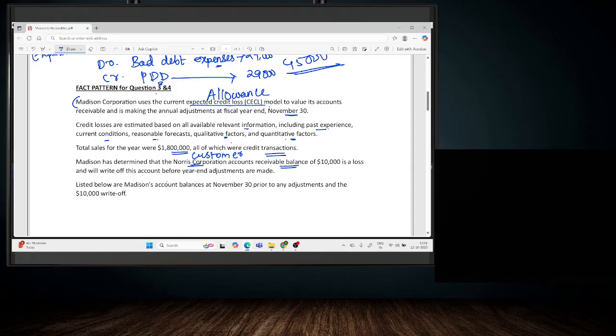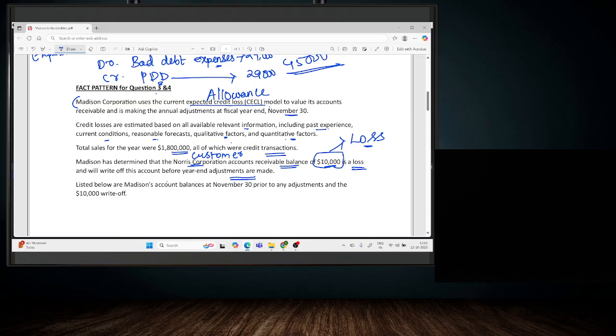Madison has determined that Norris Corporation's accounts receivable balance of 10,000 is a loss and will write off this account before year-end adjustments are made. So what they are saying is, this 10,000 is a bad debt loss, which means this is not an estimate. Madison has determined that Norris Corporation is not going to pay this 10,000 rupees. So it is a complete loss. They cannot recover this 10,000 rupees from Norris Corporation and will write off this account before year-end adjustments are made.